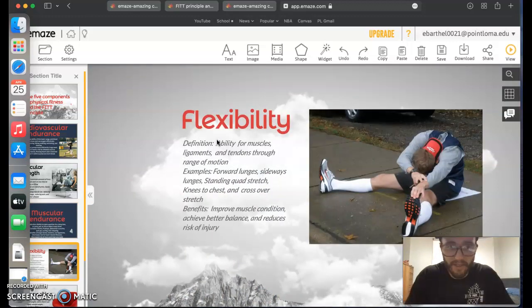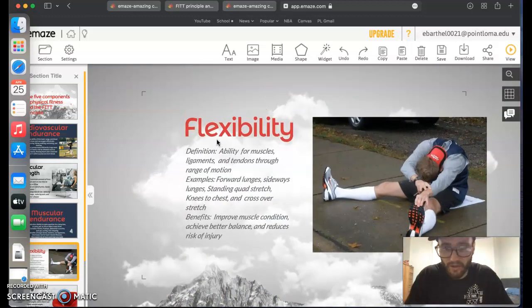So flexibility is an important one, and it's also one of the 5 components of physical fitness. So the definition would be the ability of muscles, ligaments, and tendons to move through a range of motion. So if you can touch your toes, you're showing flexibility. Examples would be forward lunges, sideways lunges, standing quad stretch, knees to the chest, and crossover stretch. Benefits to this are improved muscle condition, better balance, and reduced risk of injury.